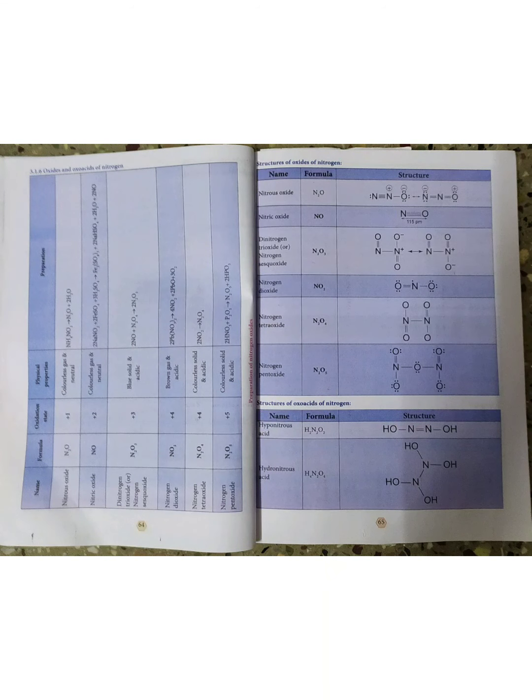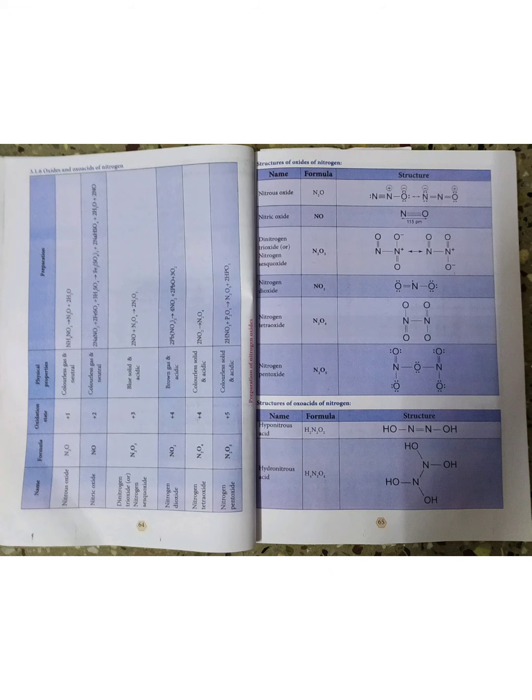Structure of oxides of nitrogen: N2O has 2 nitrogen atoms and 1 oxygen atom. So N triple bond N bond O. We can write N triple bond N with the nitrogen atom positive and the oxygen atom negative, that is nitrous oxide. Next, nitric oxide NO, N triple bond O. Like that, they have given the structures also.